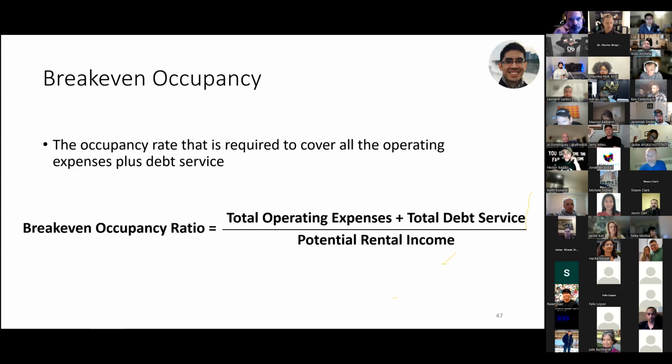So if you're at break-even occupancy, you have a DSCR of 1.0. Just be careful of this because typically there's a clause in the loan that states if your DSCR drops below the minimum, the lender can call the loan due or make you pay down the principal to meet that DSCR.